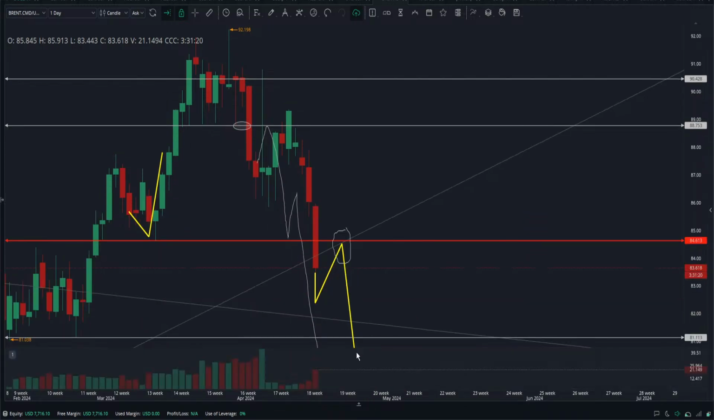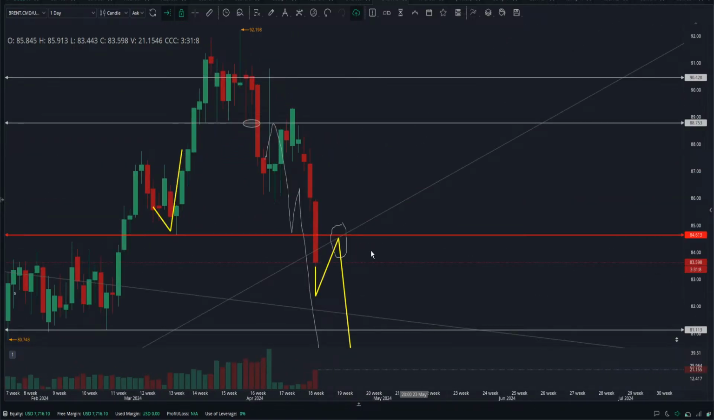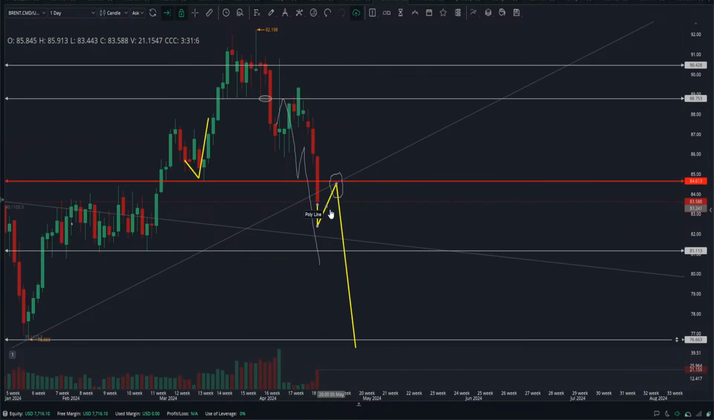And the volumes are also in line with the falling prices. When the volumes are rising and the prices are falling, this is an indication that it may continue for some more days. So let's see what happens tomorrow and the day after. I'm expecting 81.11 and later on 76.66 in this market.